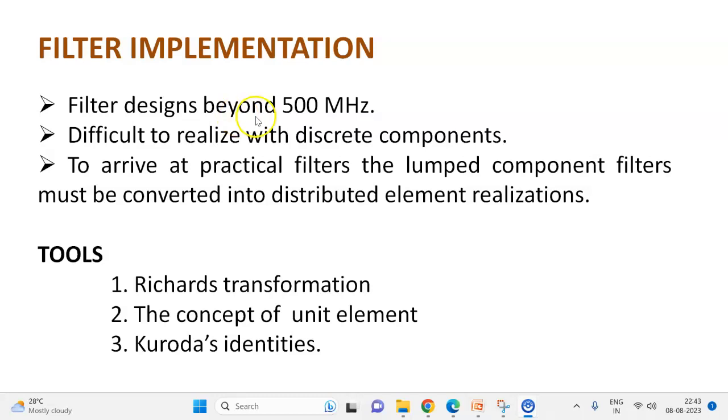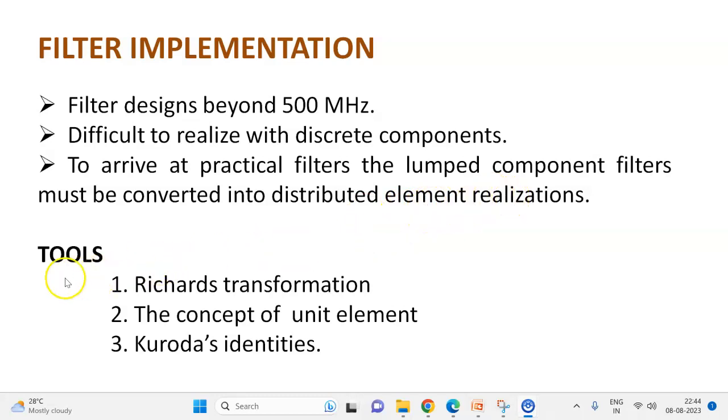Filter designs beyond 500 MHz are difficult to realize with discrete components because the wavelength becomes comparable with the physical filter element dimensions, resulting in various losses and severely degrading the performance of filters. To arrive at practical filters, the lumped component filters must be converted into distributed element realizations.